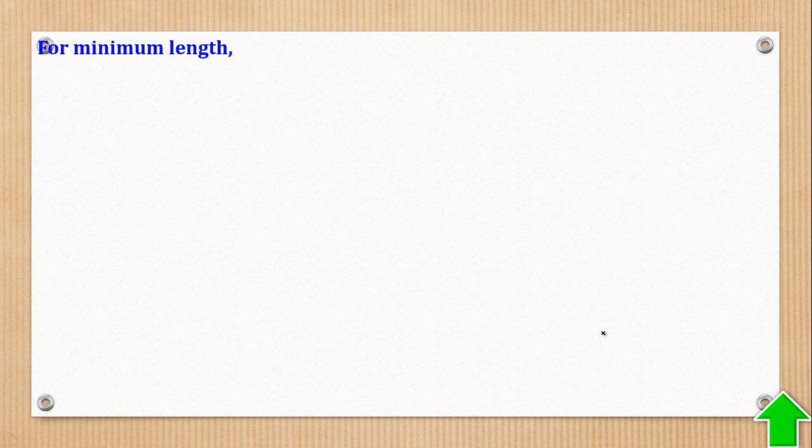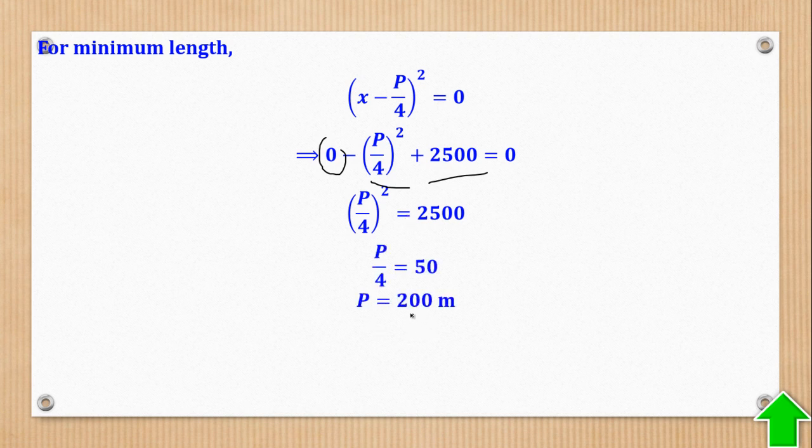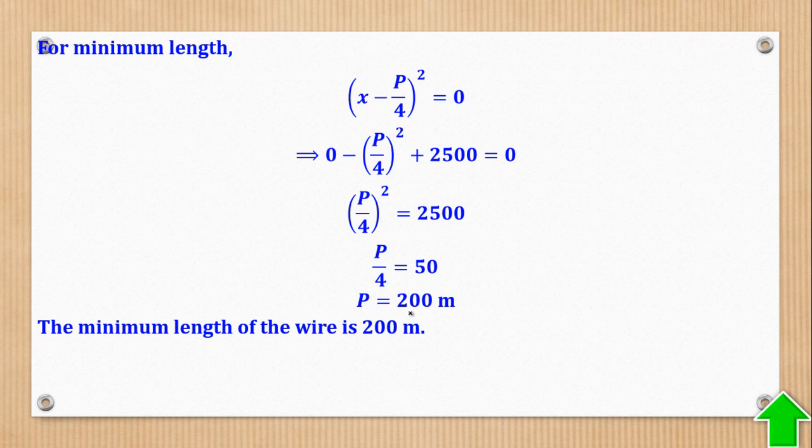So I can simplify. So for minimum length, that squared term must always be 0. Therefore, substitute for that to come up with 0 minus this plus that. I think I have only one unknown which can be made the subject, and that's what they wanted. Therefore, the minimum length of the wire will be 200 meters.